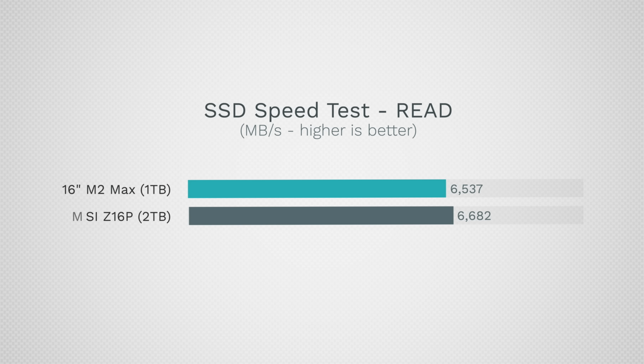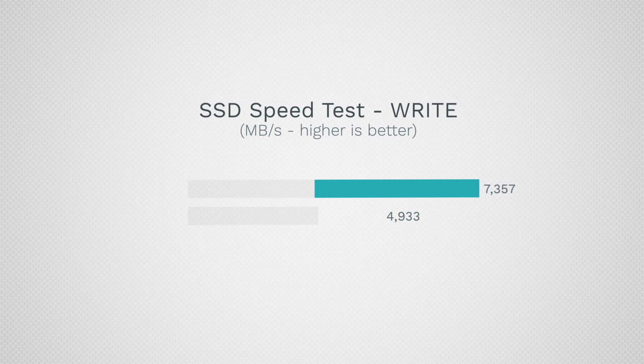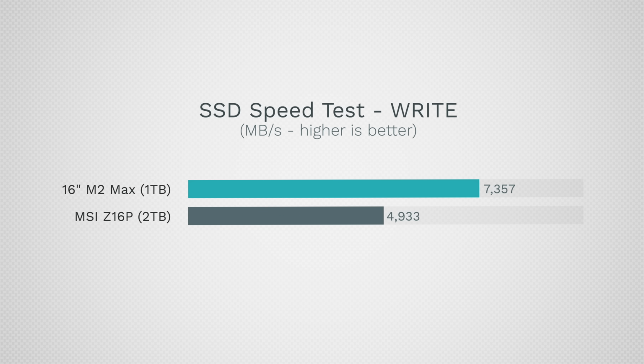And it looks like the MSI's 2 TB SSD is about 150 megabytes per second faster in terms of read speed, but the MacBook is way faster in terms of write speed. I'm talking 2,300 megabytes per second faster, and it's only a 1 TB.